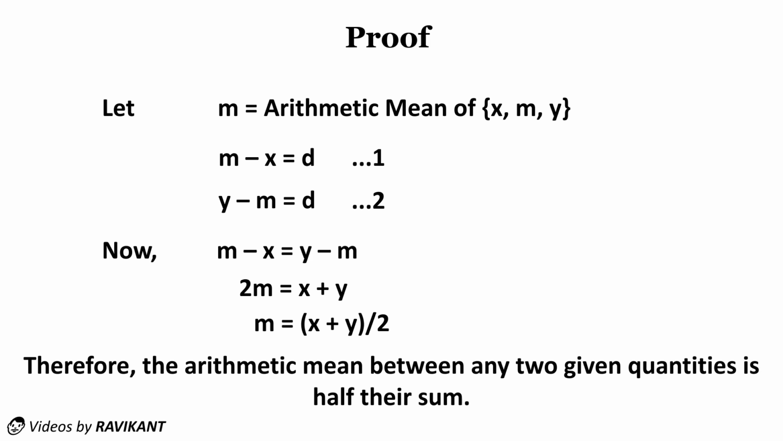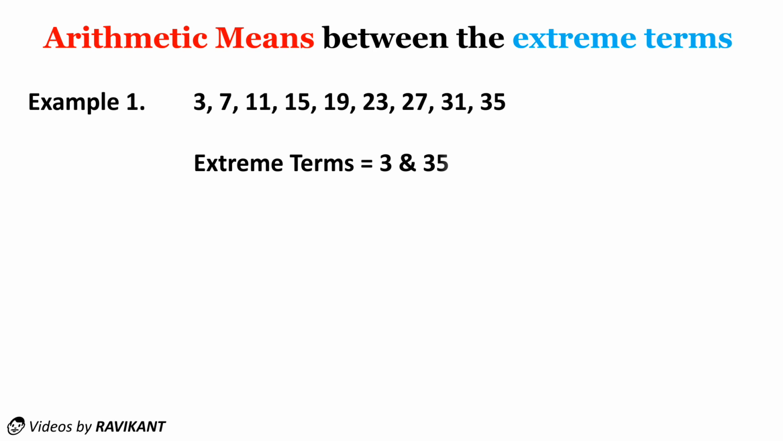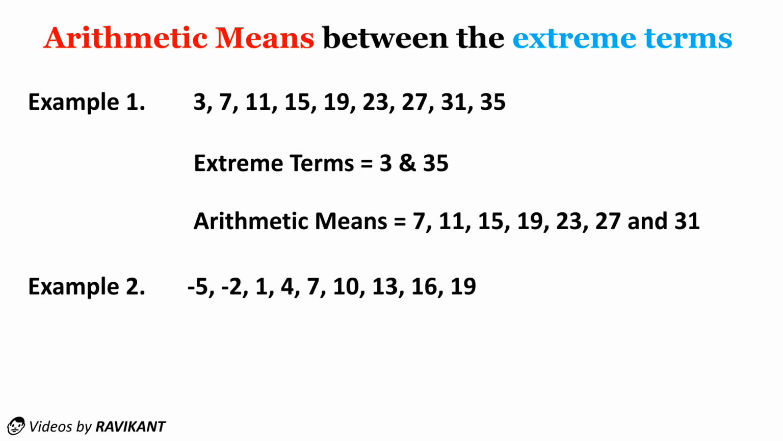So next we have the arithmetic mean between the extreme terms. It means if we have a long arithmetic progression, then what will be the arithmetic mean between the extreme terms? Here extreme terms are the first and the last term of the given arithmetic progression. So take an example. In this example, the extreme terms are 3 and 35. So the arithmetic means are each term which lies between these extreme terms.